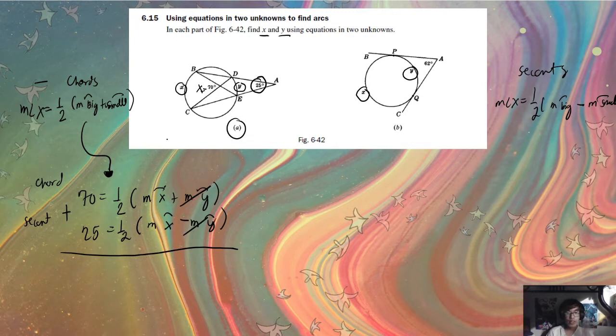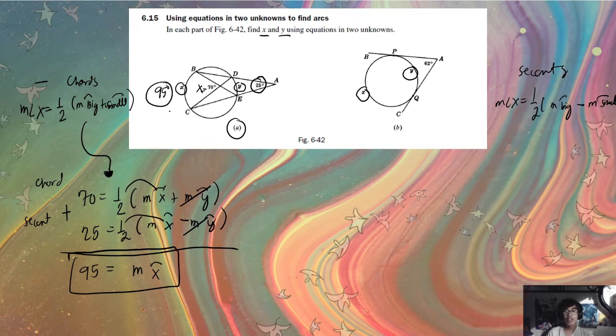So let's add our measurements of arc x here: 1/2 of arc x plus 1/2 of arc x. That's just going to give us arc x, and that should give us the value of 95 degrees. So therefore, the measurement of arc x is equal to 95 degrees.